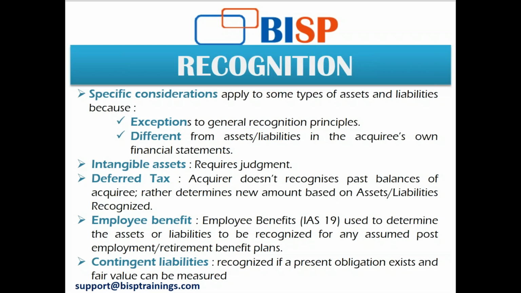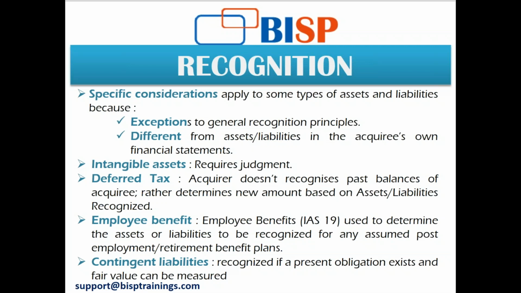Employee benefits. It is governed by IAS 19, and the acquirer applies certain specific requirements provided under the IAS 19 clauses to determine the assets and liabilities that need to be recognized for any assumed post-employment or post-retirement benefit plans. And then there are contingent liabilities.